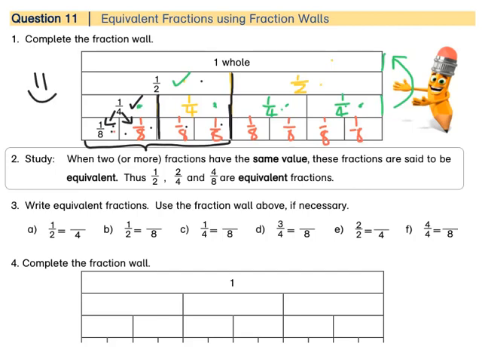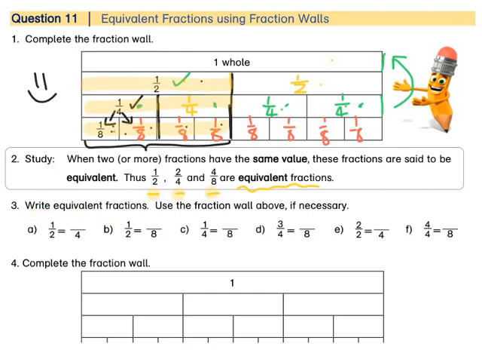Let's have a look. When 2 or more fractions have the same value, these fractions are said to be equivalent. Thus, 1/2, I'm going to draw it here, 1/2 is equivalent to 2 quarters, which is equivalent to 4 eighths. So, whether we write it as 1/2 or 2/4 or 4/8, they look different, but in value they are exactly equal or equivalent.